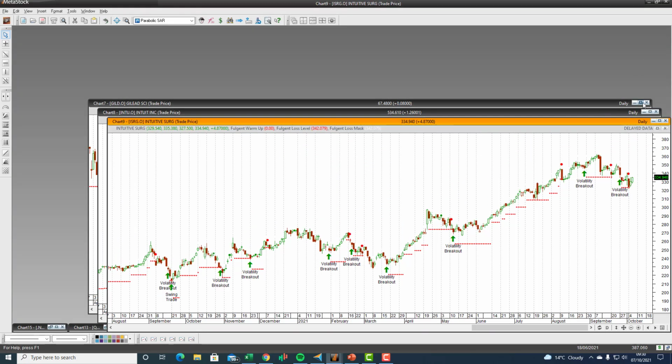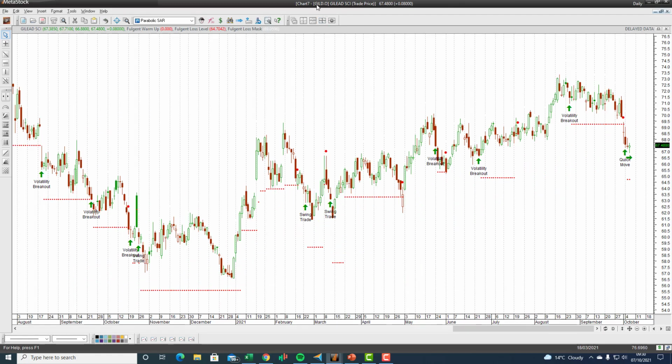Next up is Gilead Sciences, GILD. Quick move to the upside. The last volatility breakout got stopped out there, depending on how long your trading days are, how long you want to stay in a trade, for example. But you can see lots of great volatility breakout swings, volatility swing trades on this one.